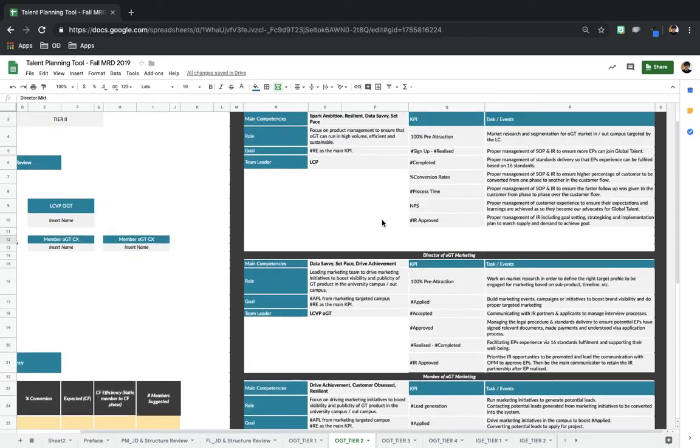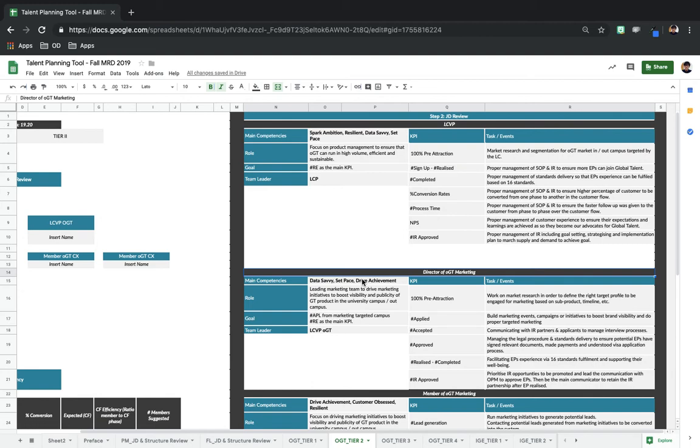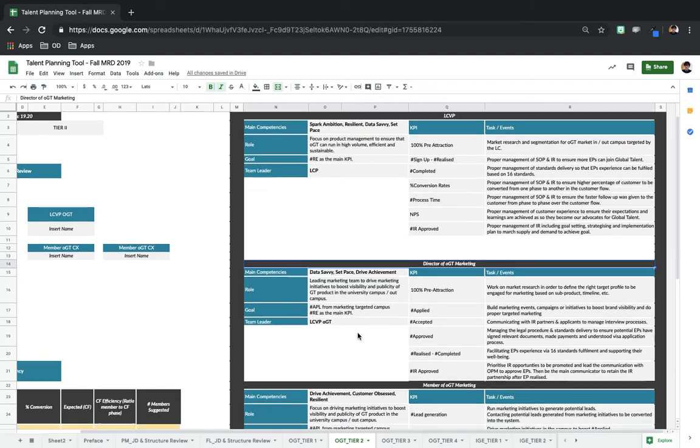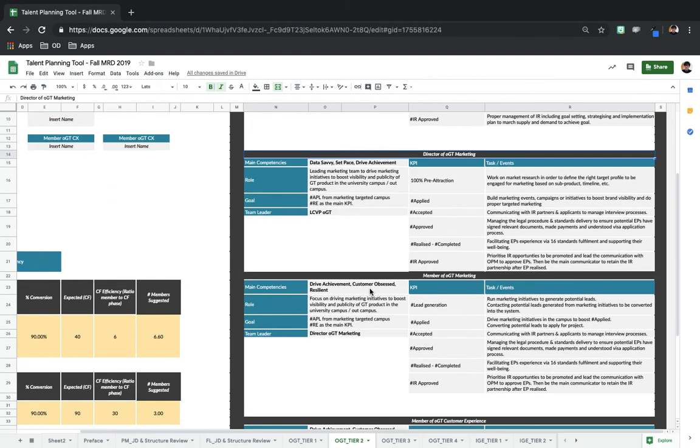Yeah. And that's why it is chosen to be data savvy, set pace, and drive achievement, because I see these as important qualities that a director needs to have. Okay, so member of OGT marketing, it's okay.